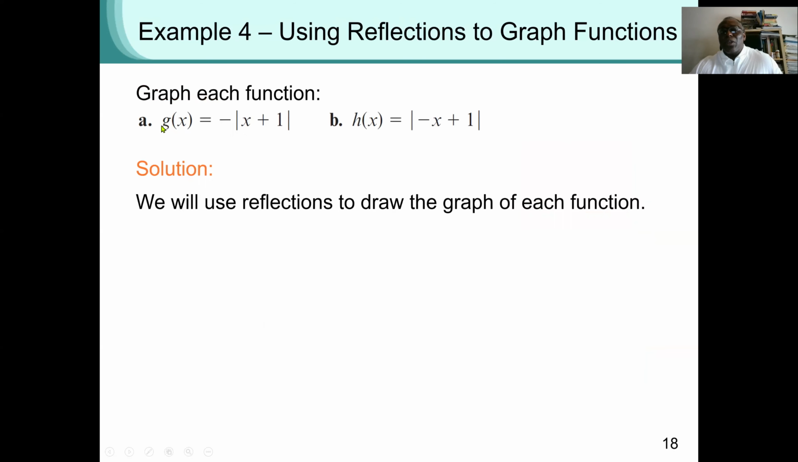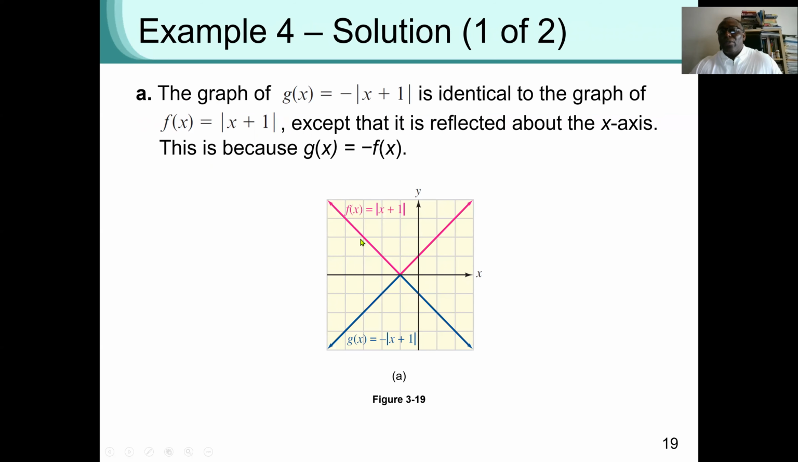So let's see an example here. They say we should graph g(x) equal to negative, again the negative is outside the function, |x plus 1|. So first we need to plot the f(x). Then we find the reflection of it in the x-axis. So first, the f(x), we can see it right here.